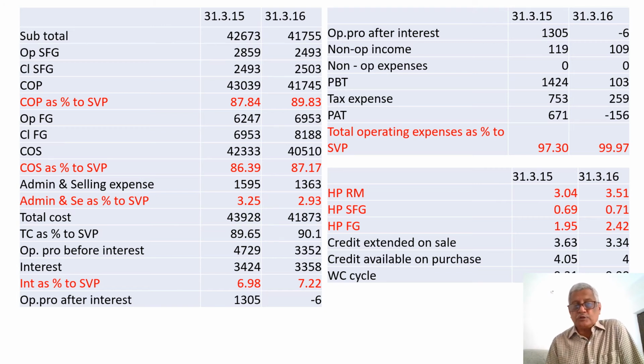Now we look at the cost of production. The cost of production has increased by 2%, almost. See, 87.84%. It increased to 89.83%. Whereas in the case of the sale value of production, the marginal increase of 1% is seen. It is because there is an increased closing stock.